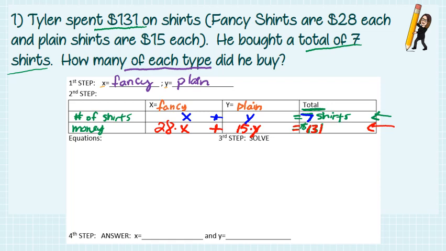If I write this out a little bit clearer, let's tidy this up. My two equations are x plus y equals 7 and 28x plus 15y equals 131. That's the only new part, you guys. From here on out, you're just solving a system. So now you can choose substitution or elimination. So please pause this video and try to solve this problem, and then press play and check your answer.